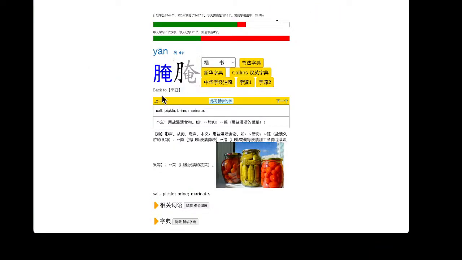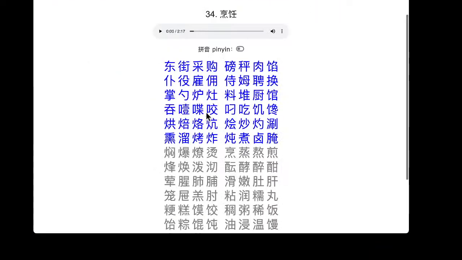Now let's take a look at the sentence. 熏六烤炸炖煮卤腌. Again, this is all talking about different ways of preparing food.